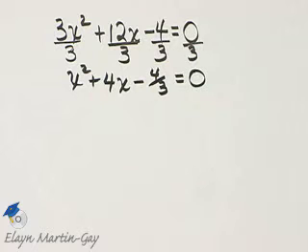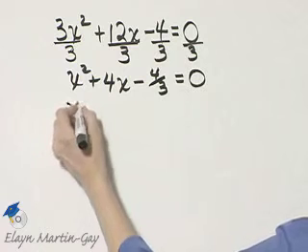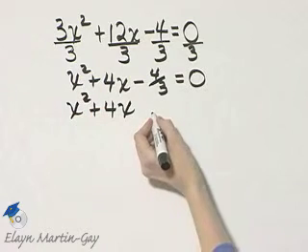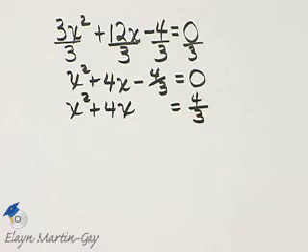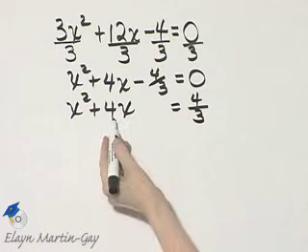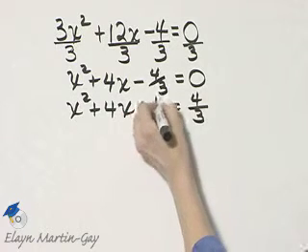Now let's complete the square. So I'll add 4/3 to both sides, and I'll have x squared plus 4x, let's leave a space, is equal to positive 4/3. Now let's complete the square on these two terms. Half of 4 is 2, and then square that result. 2 squared just happens to be 4.